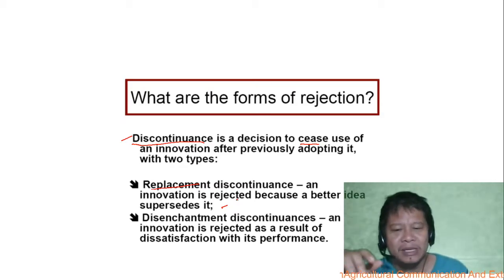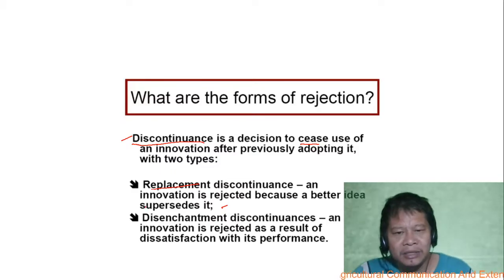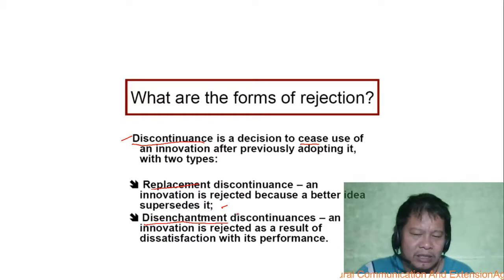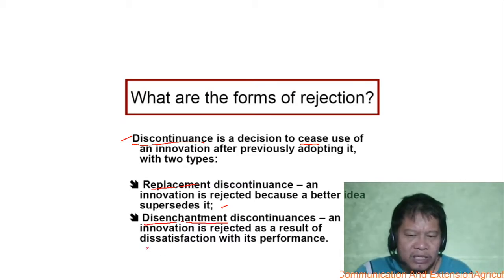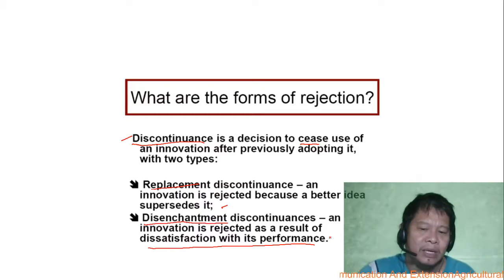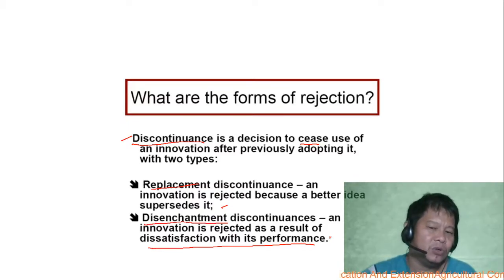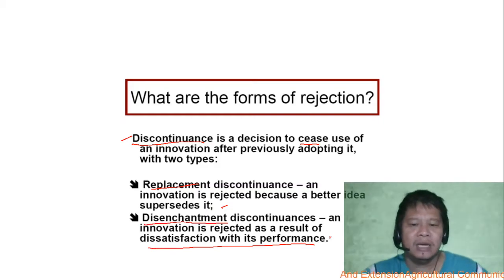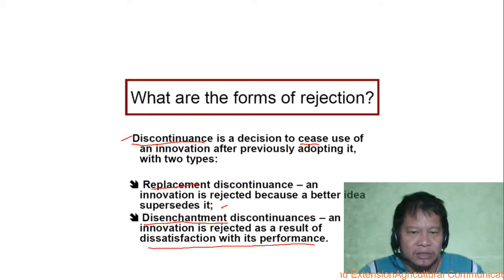So then another form of discontinuance, we have disenchantment discontinuance. Ibig sabihin, an innovation is rejected as a result of dissatisfaction with its performance. Pag tanaw, oh my god, lapangit man ay makalugi man eh. So bikil man, malangay man ang trabaho, di na ko ana. So disenchantment, dissatisfied, dili siya ganahan sa effect. So you have this disenchantment discontinuance.